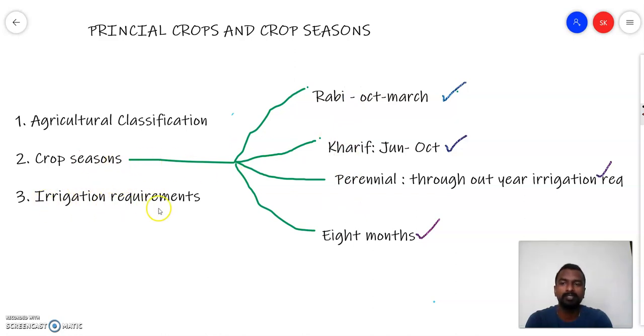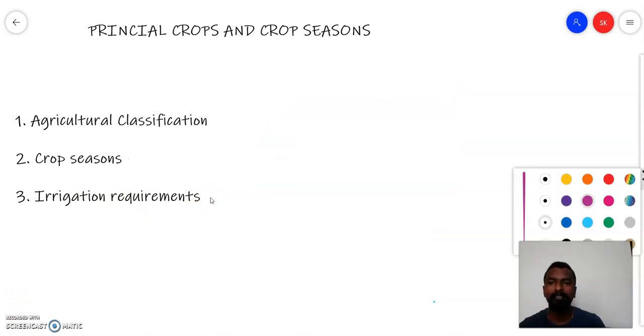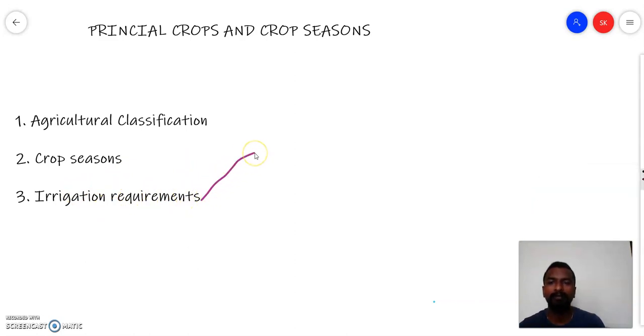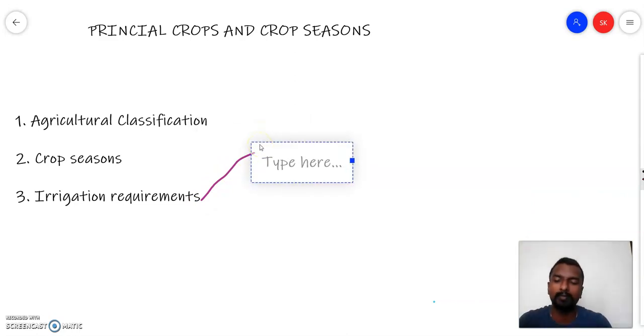The next one is the irrigation requirement. Now we'll discuss the classification based on the irrigation requirement. There are mainly 2 types. The first one is the dry crop. Basically in this case the irrigation requirement is not there. These kinds of crops can be grown even without irrigation. It means that through whatever rainfall is there, such crops can be grown.